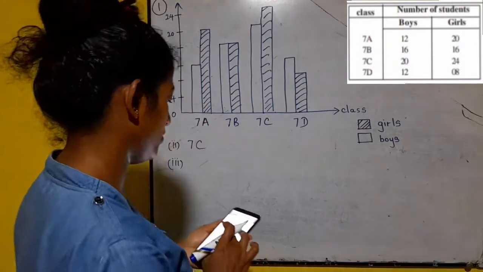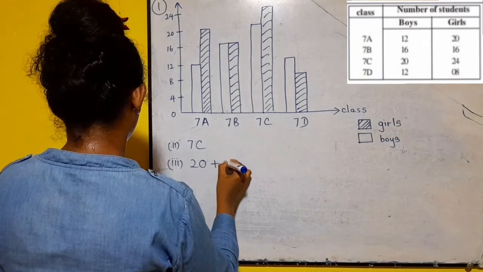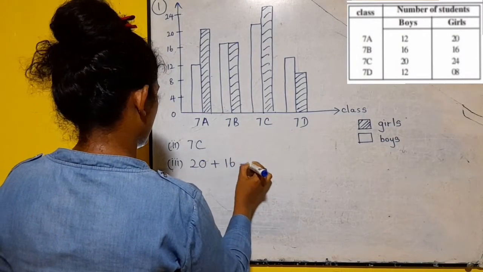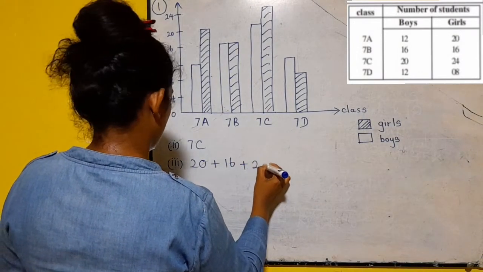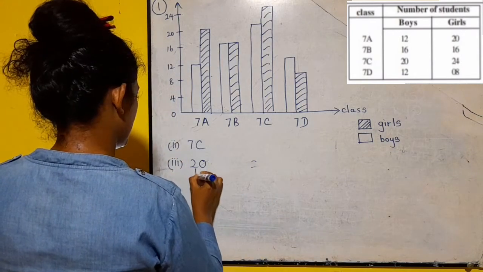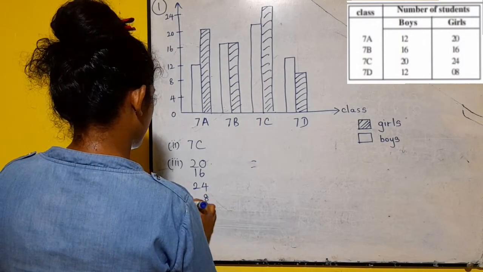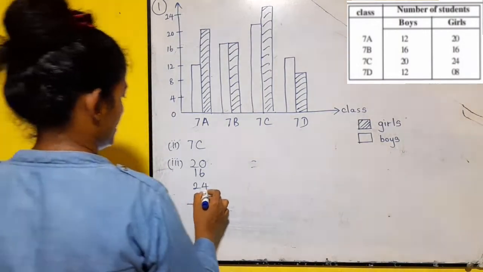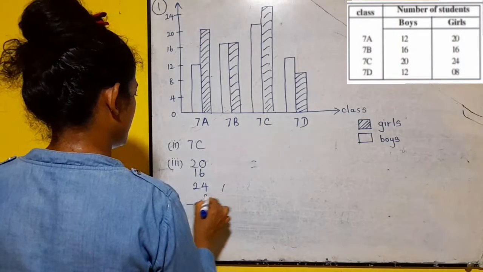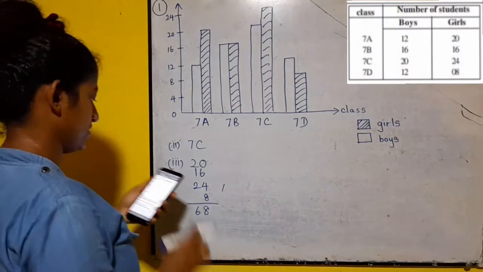For that you have to add the sum of the girls. We will write it one below the others. 20 plus 16 plus 24 plus 8. 8 and 6 is 14, 4 and 4 is 8, 1 is remaining, 60. 68 is the answer.